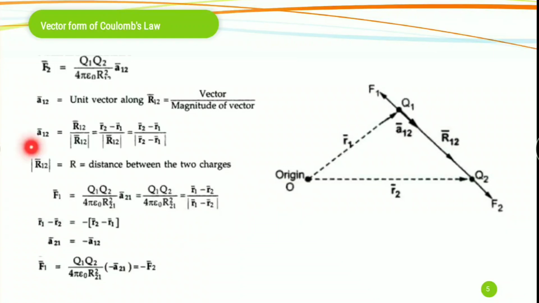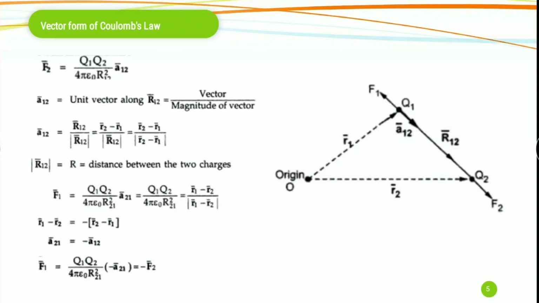Here a bar 12 is r2 minus r1. A bar 21 is r1 minus r2. That means simply the unit vector is reversed. So finally, due to opposite signs of the unit vector, the force is also opposite. That means F1 is equal to minus F2.